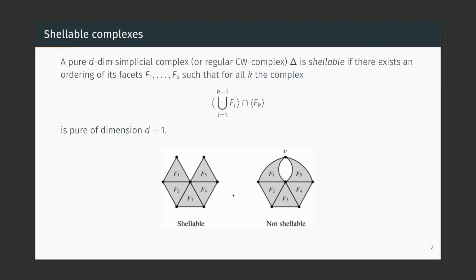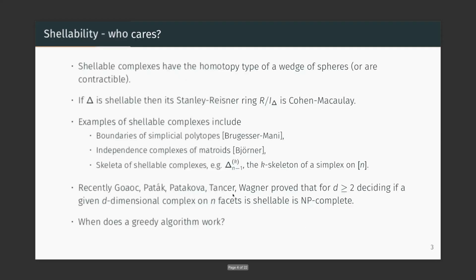You want to put these facets in so that they intersect the previous things in a nice codimension 1 complex. Okay, so who cares about shellable complexes? Well, lots of people do, I guess, is one answer. But some examples of applications: it controls the topology of the simplicial complex. It turns out that shellable complexes are always homotopy equivalent to wedges of spheres or contractible, like in that example before.